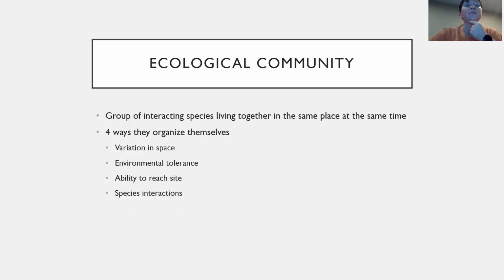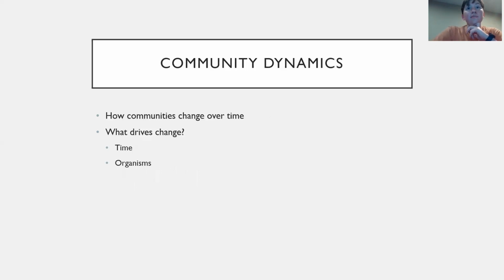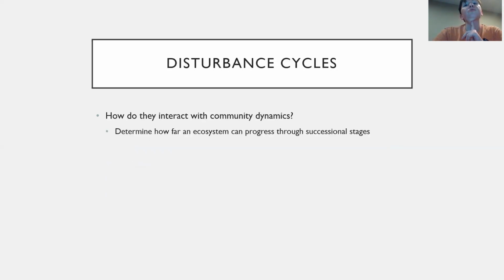Ecological community is a community or a group of interacting species living together in the same place at the same time. And they organize themselves based on variation in space, environmental tolerance, ability to reach site, and species interactions. Community dynamics is how communities change over time, and this can be driven by time as all things change with time and different organisms. So disturbance cycles are really important for community dynamics in that they determine how far an ecosystem can progress.